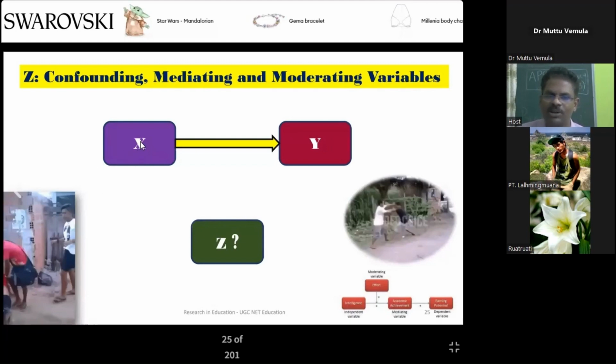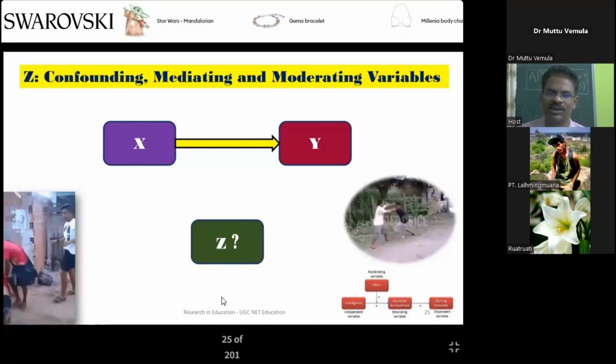Independent variable, we introduce, control, manipulate. Dependent variable, we measure. And intervening variables are kept constant. Which of the following variables are kept constant during the research? Listen to my question carefully. Which of the following types of variables are kept constant during the research process? Independent variable, dependent variable, intervening variable, all the above variables.